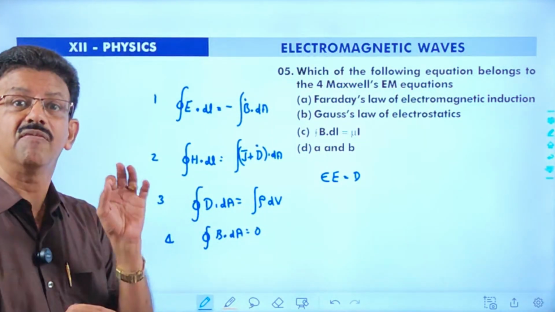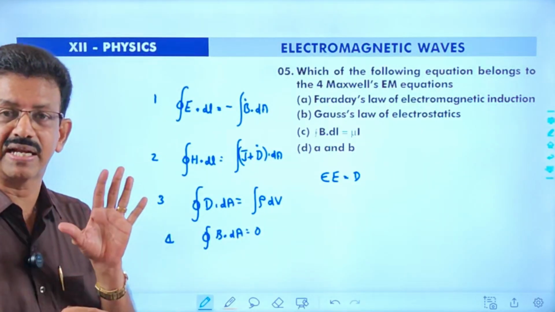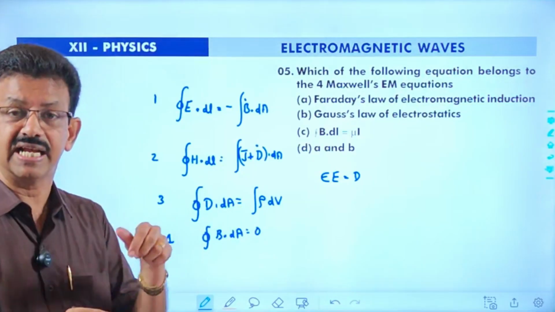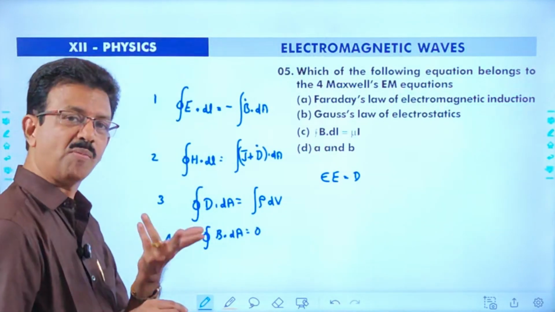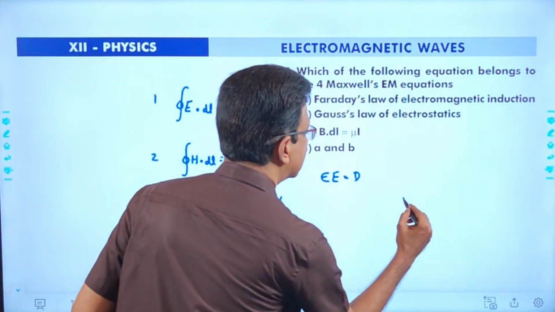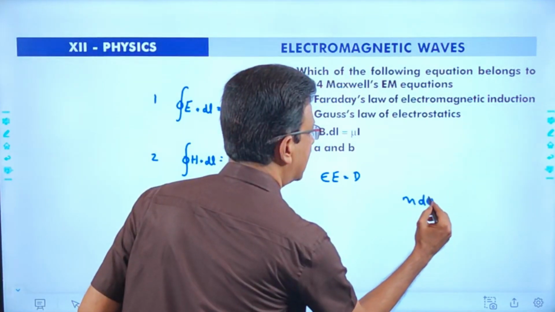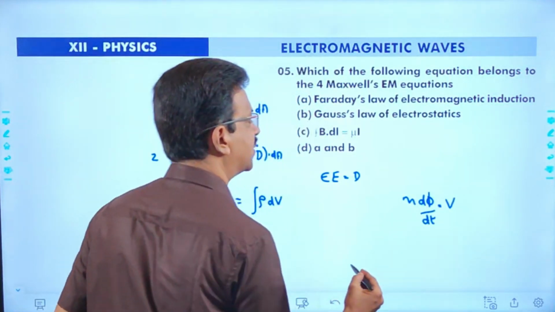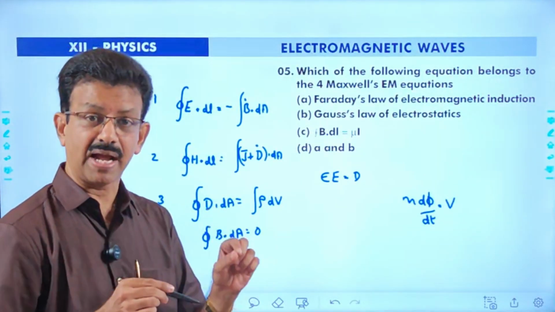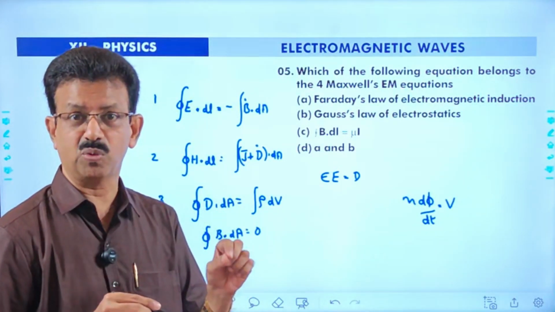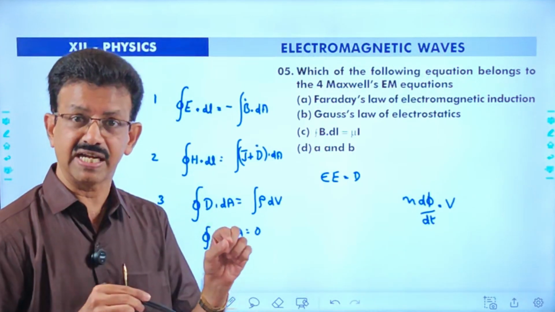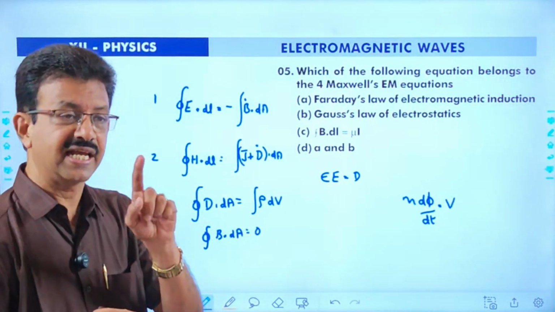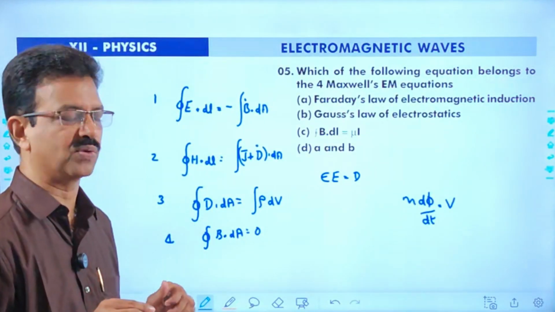First one is actually Faraday's law of electromagnetic induction, in the integral form. In the common form it becomes N d phi by dt equal to the magnitude of the induced EMF. The magnitude of the induced EMF is proportional to the rate of change of flux linked with the circuit. That is Faraday's law of electromagnetic induction. Its integral form is given as the first equation.